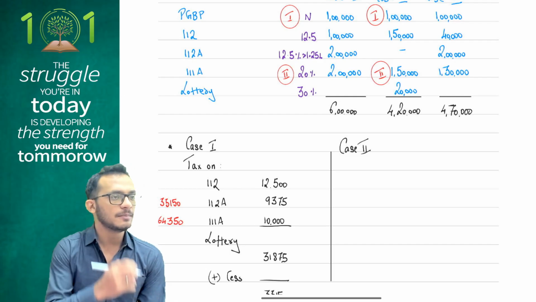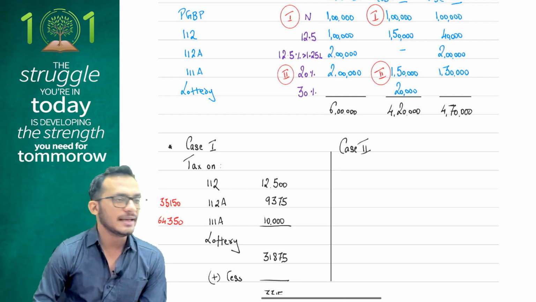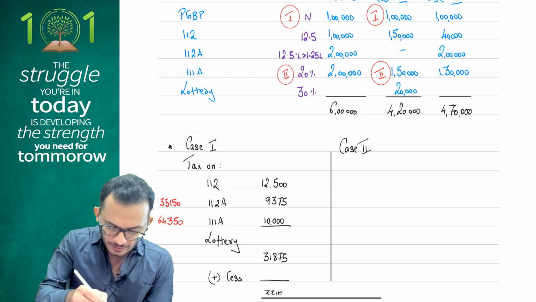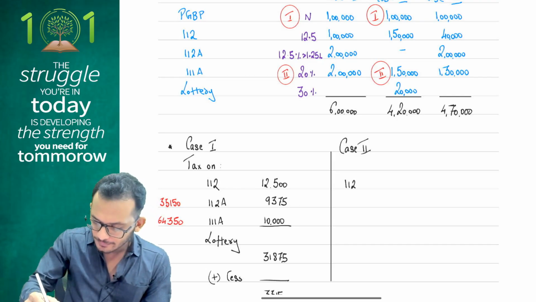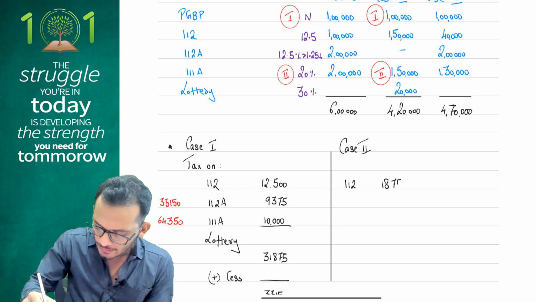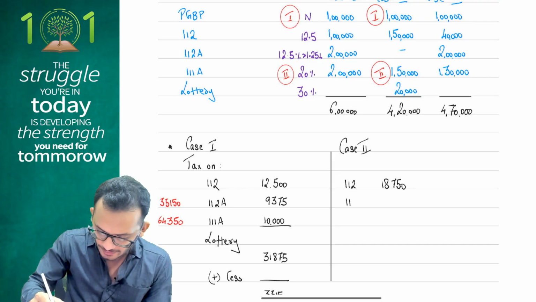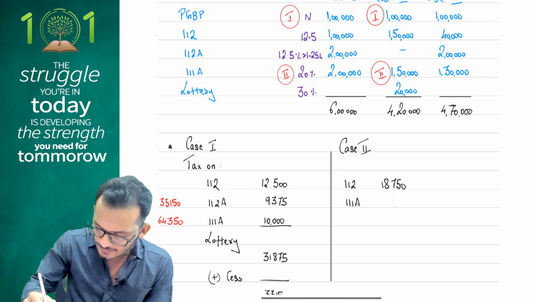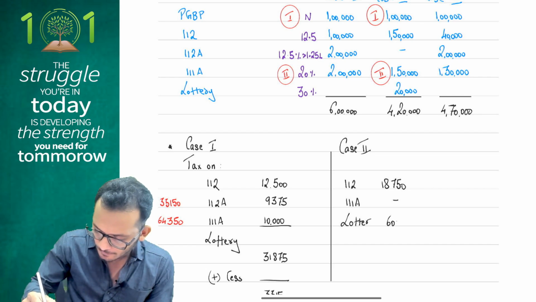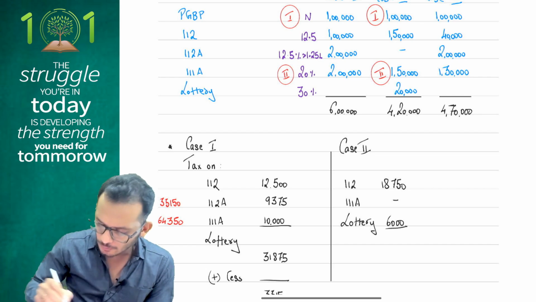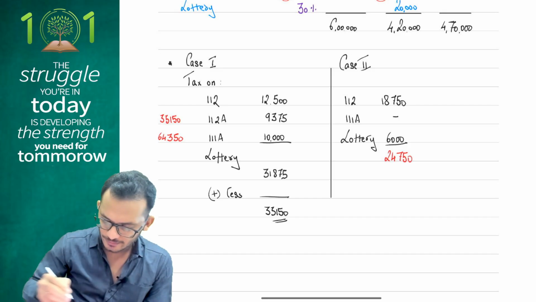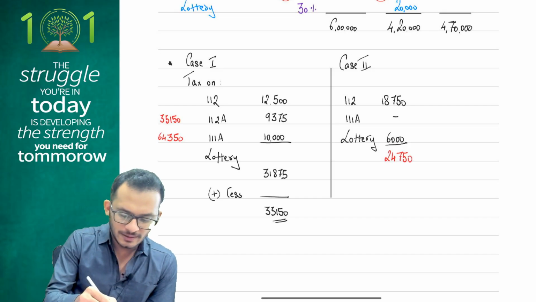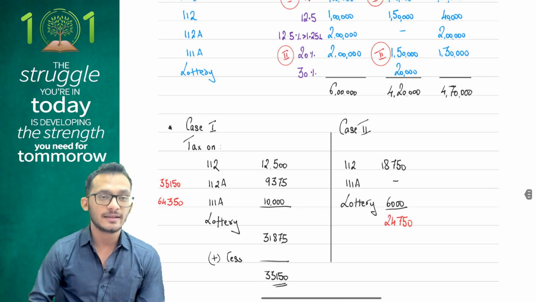With 1,50,000 going to short term, short term has become 0. Nothing is pending in my hand. Answers are going to be for 112, number is 18,750. 111A is going to be 0. Lottery is going to be 6,000, totaling my number to 24,750.